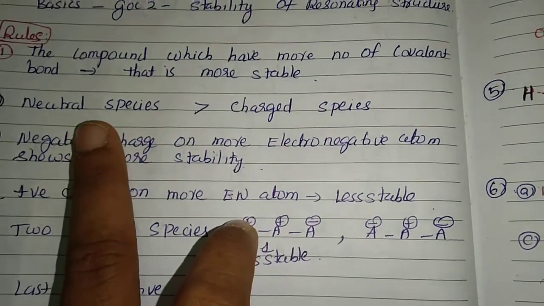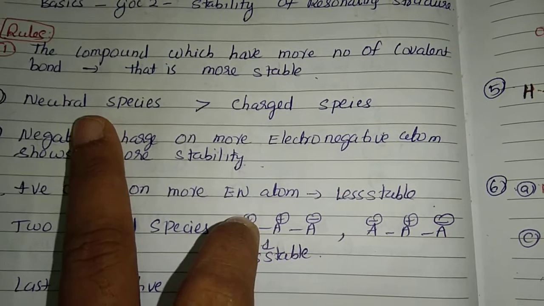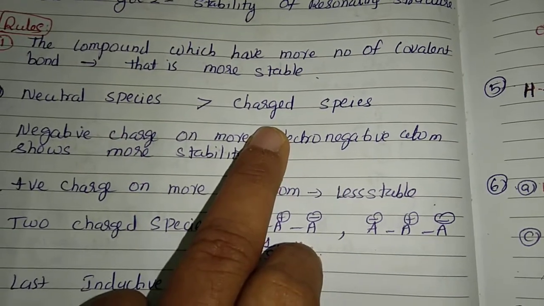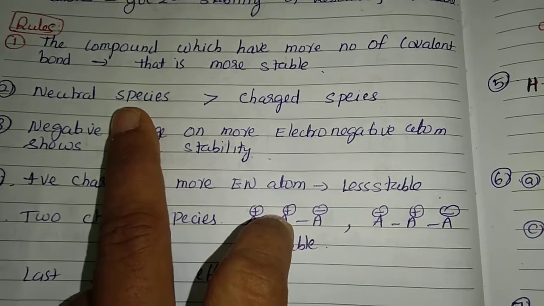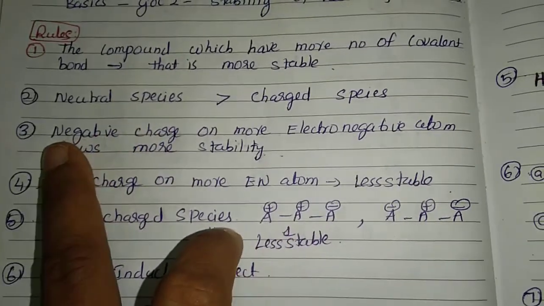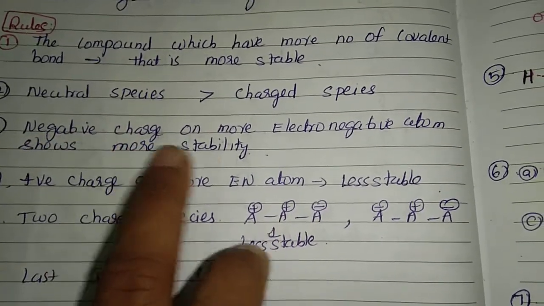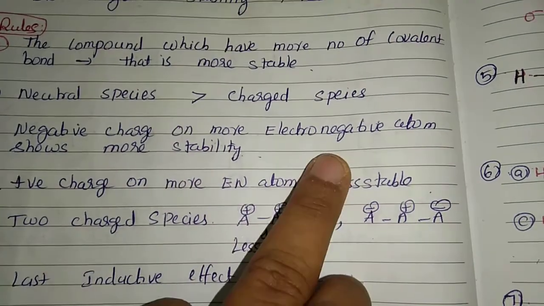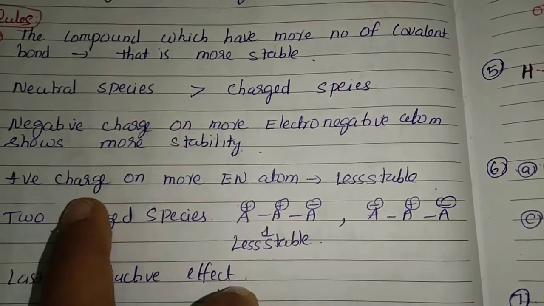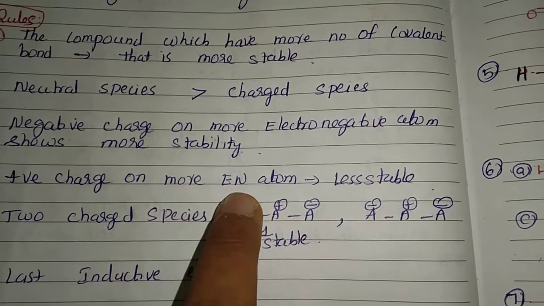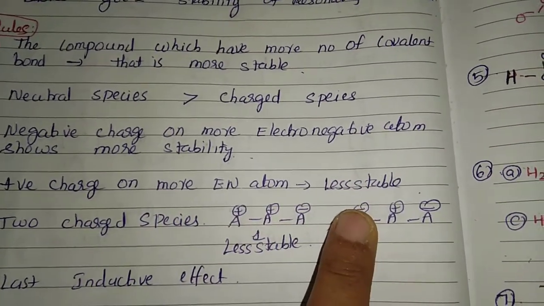Next, when comparing neutral species and charged species, the neutral species is more stable. Third, a negative charge on a more electronegative atom shows more stability. A positive charge on the more electronegative atom is less stable.